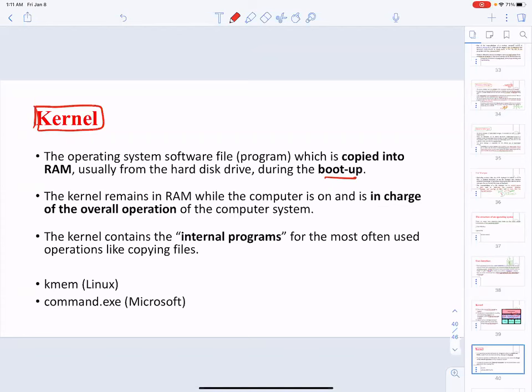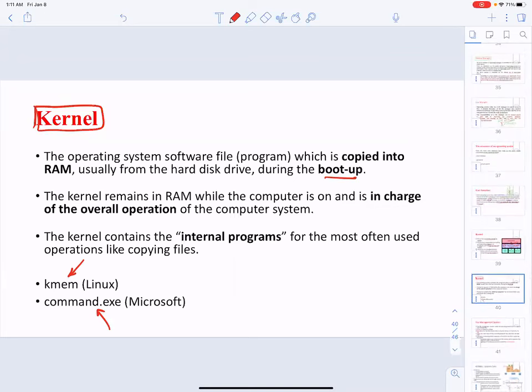We know that coded inside the kernel, we do have the internal programs of most of the used operations, for example, copying files. In Linux, we refer to it as the cp command, and in Microsoft, we do have command.exe.